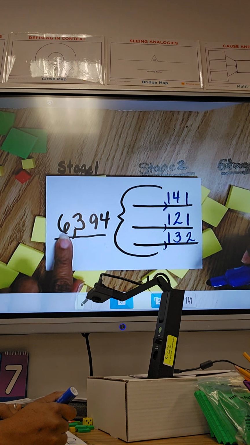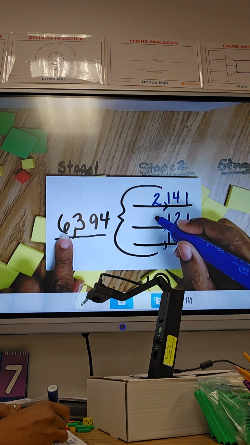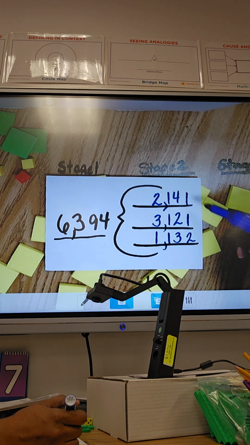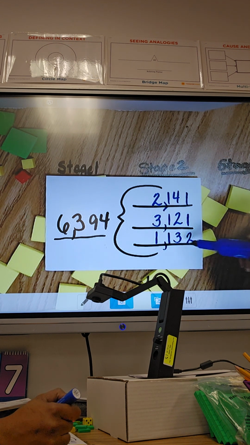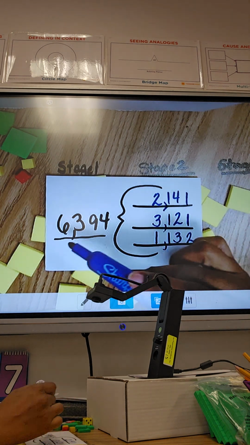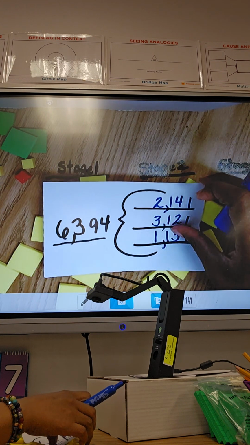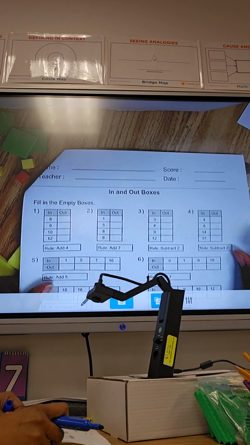What plus what is 6? We could say 2 plus 3 plus 1 is 6. So 2,141 plus 3,121 plus 1,132 equals 6,394. Okay, so this is how you do the brace map. Okay, all right, we got that. One more page. In-out boxes.